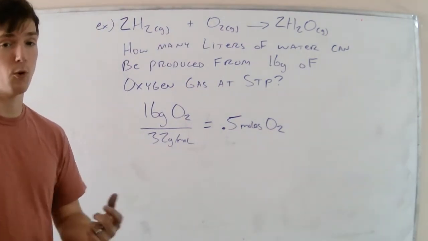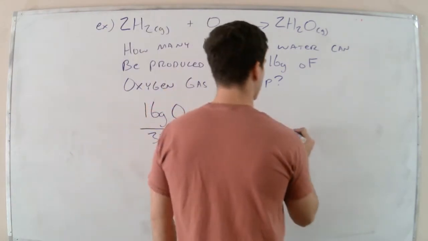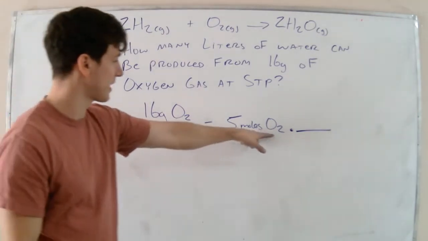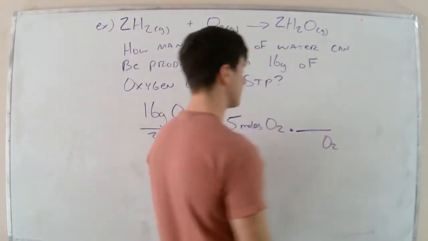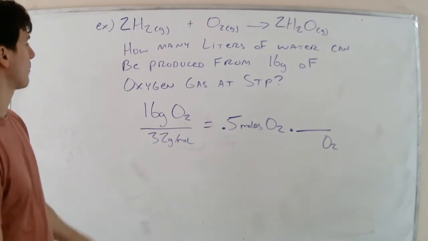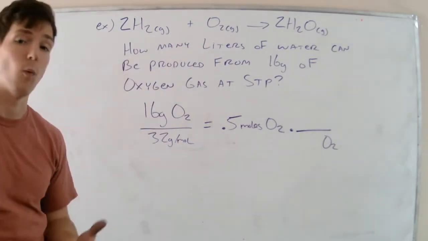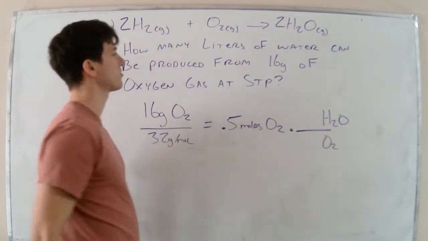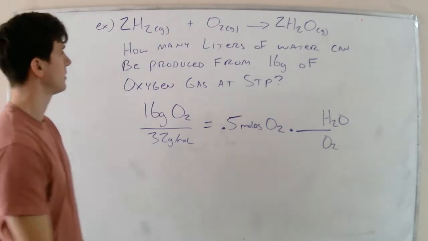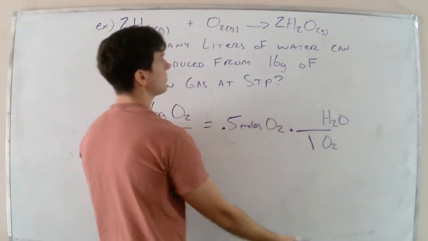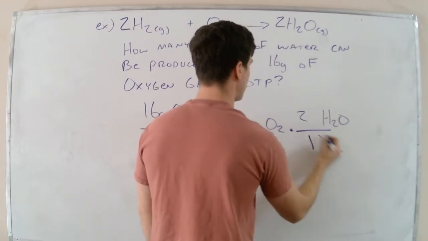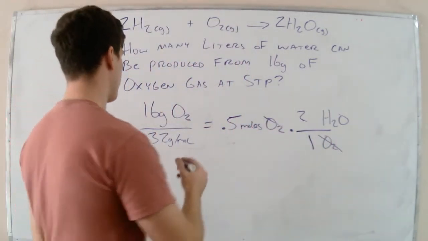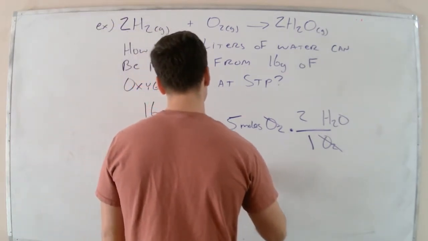Step 3, mole ratio. I use my multiplication dot fraction bar. What I have goes on bottom. I got moles of O2, so let's put O2 on bottom. And what I want goes on top. Remember, we are looking for how many liters of water. So I'm going to put H2O on top. And then whatever numbers go here is just the numbers in my equation. I got a 1 here in front of O2, a 2 up here in front of H2O. So now I no longer have 0.5 moles of O2. I now have 1 mole of H2O.